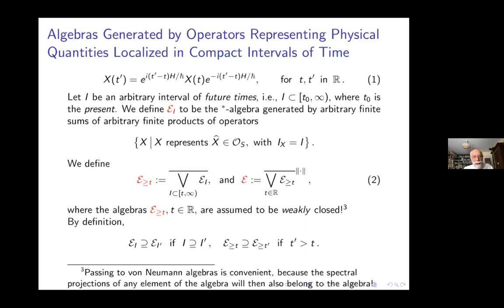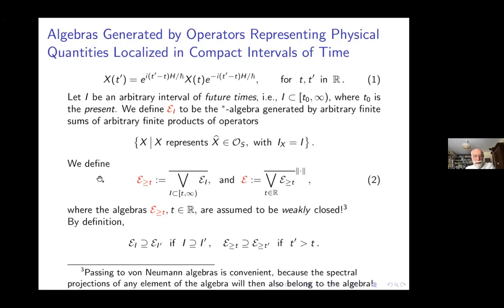So let I be an arbitrary interval of future times. In other words, I belongs to the half axis t naught to infinity, where t naught is the time of the present. Then we define E sub I to be the algebra generated by arbitrary finite sums of arbitrary finite products of operators X, where X represents some physical quantity X hat from the list O sub S, with I sub X equals I. In other words, X should be localized in time within the interval I. I think that's pretty clear.